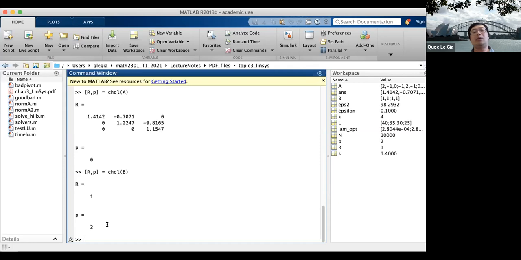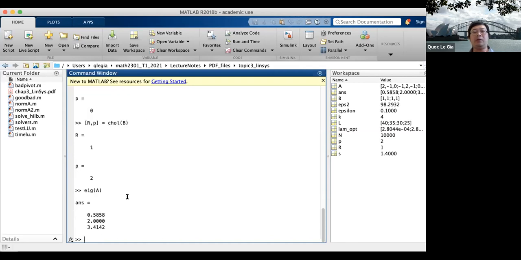So there are two ways to check whether the matrix is positive definite. You can use eigenvalues or you can use Cholesky factorization. If you use eigenvalues of matrix A, you see all of the eigenvalues are positive, and then the eigenvalues of B.